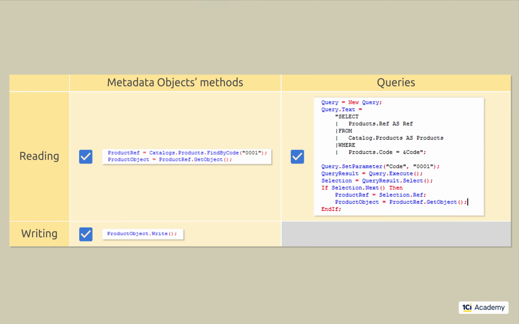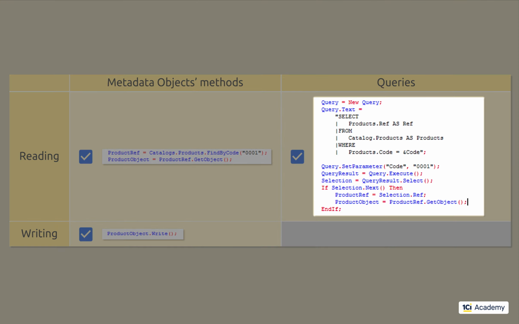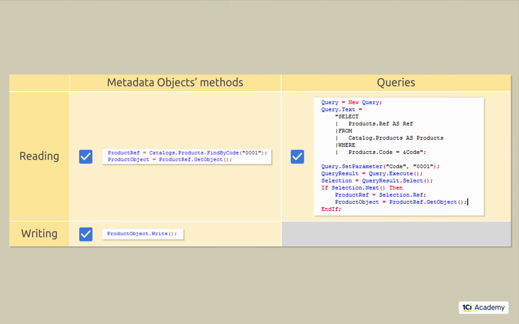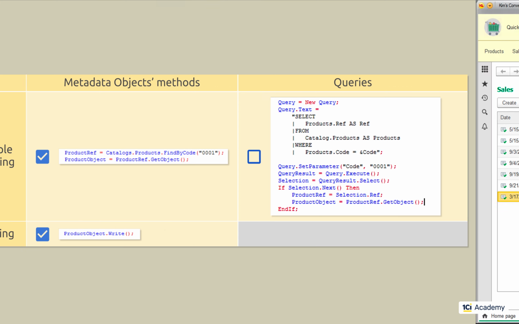But honestly, it's just a matter of personal preferences. This piece of code does exactly the same and works every bit as fast as this one. The only real difference is that the query will take you a bit longer to write. That's it. So, this was a simple reading example. And it looks like the metadata objects methods are winning here, by a small margin though. Let's take a look at some more complex examples of reading, shall we?